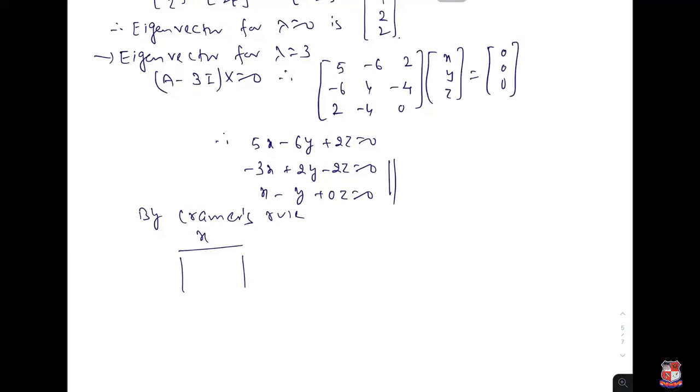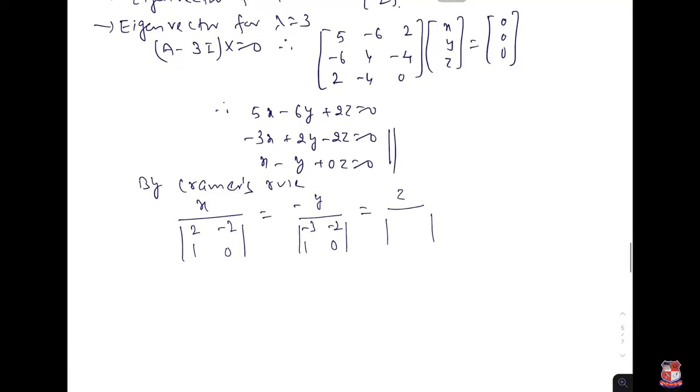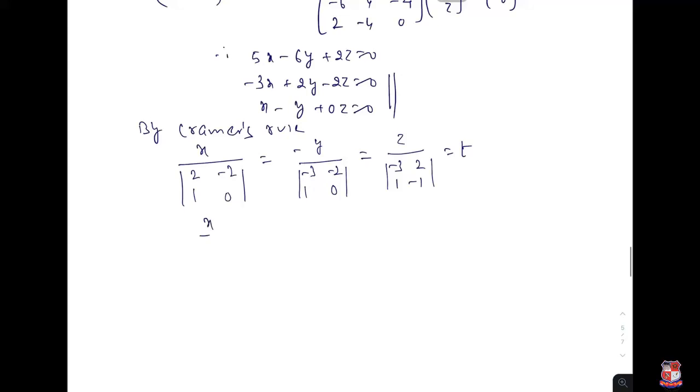x over, now coefficient of y and z, so 2 minus 2, 1 0, equal to minus y, coefficient of x and z, minus 3 minus 2, 1 0, and z over coefficient of x and y, so minus 3 2, 1 minus 1. So this is x over, this is 0 and minus minus plus, so 2, minus y over again 2, equal to z over, this is a 3 minus 2, so 1.